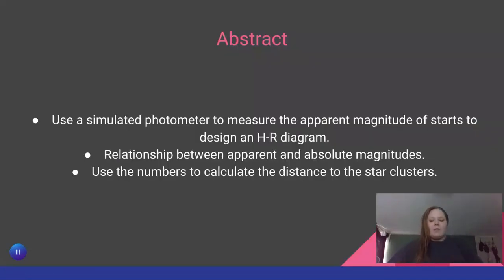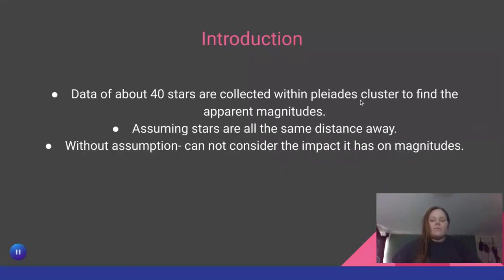So in this lab, we're going to do a general overview. We're going to use a simulated photometer to measure the apparent magnitude of stars. And when we get those results, we're going to use that to be able to design an HR diagram. And to come to our conclusion, we have to measure the relationship between the apparent and the absolute magnitudes. And from there, we're going to use those numbers to calculate the distance to these star clusters.